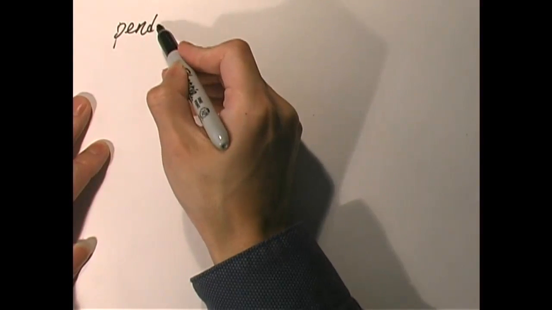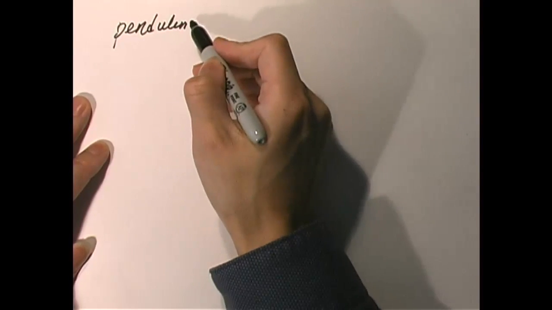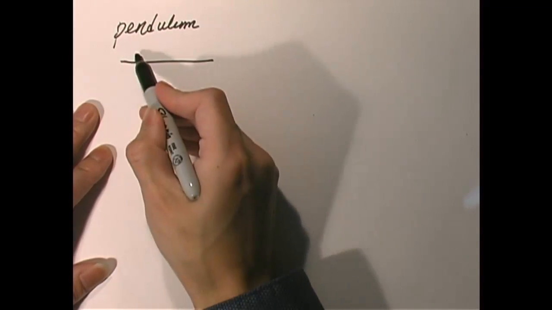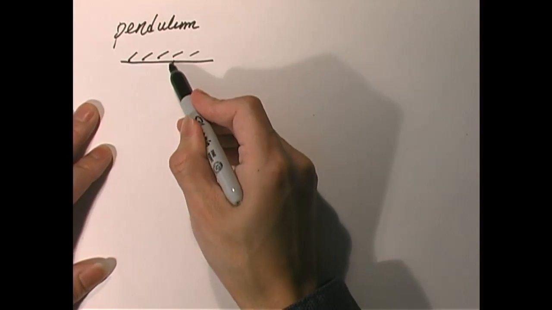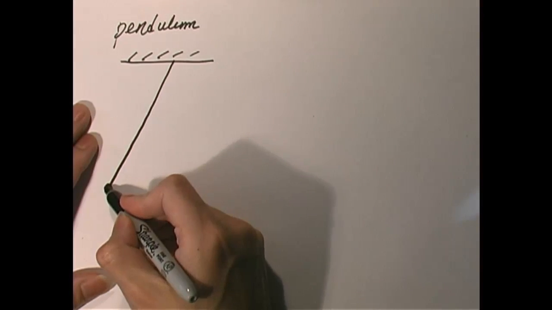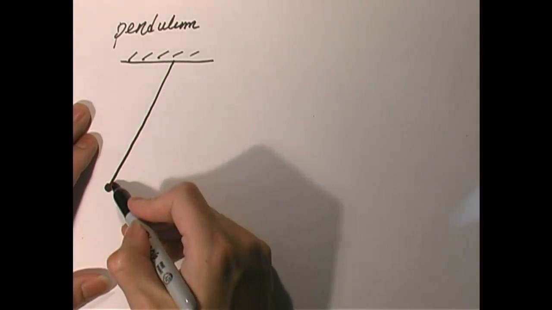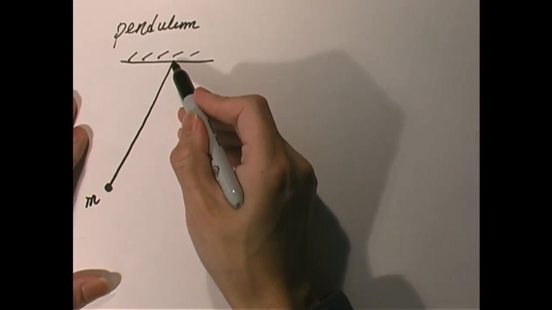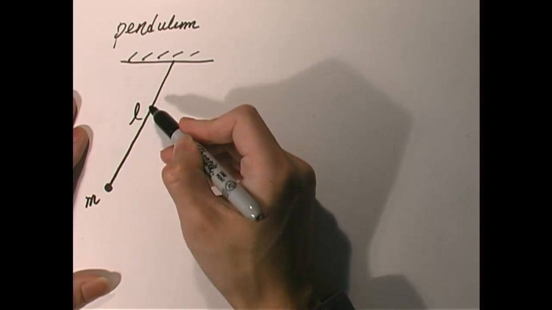I have a pendulum. A pendulum, basically, is made of a very light string attached to an object at the end. This end is fixed to the ceiling, and that end is attached to a very small object of mass m. The length of the pendulum is L.